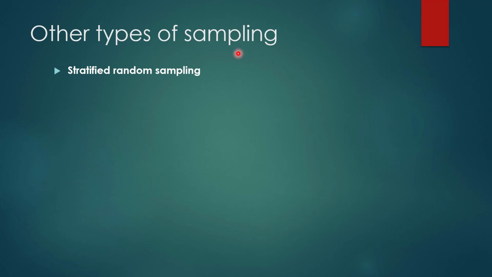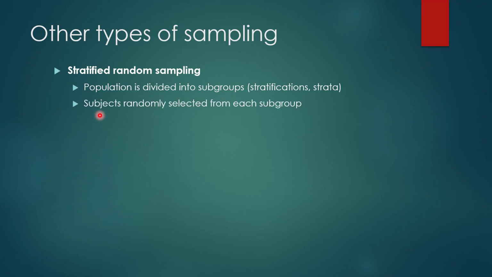So there's also other types of sampling. There's stratified random sampling. This is where your population is divided into subgroups, or stratifications, or strata. So that's where this idea of stratified comes from. In stratified random sampling, we divide into subgroups that are already pre-existing, and they probably are something that is relevant or may influence the outcome of your experiment. So subjects are randomly selected from each of these subgroups or strata.